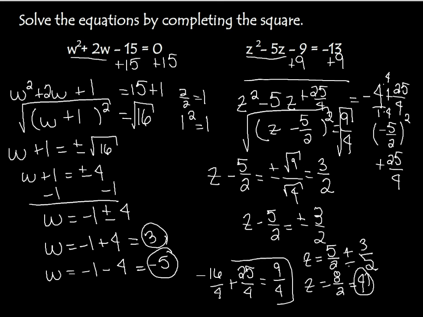And 5 halves minus 3 halves, I'm going to write that right here. So z equals 5 minus 3 is 2, 2 over 2, which is 1. And that's my other answer.